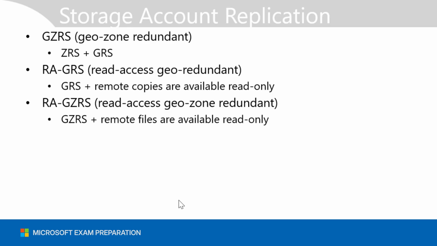RA-GZRS is a combination of everything, right? So it's zone redundant storage. It's geo-zone, so there are 3 local copies in 2 data centers, there are 3 remote copies, and the secondary copies are also read access. So each of these goes up in price. It is possible to change some to the others after you create a storage account, but it's something you probably want to think through. How available does my data need to be?